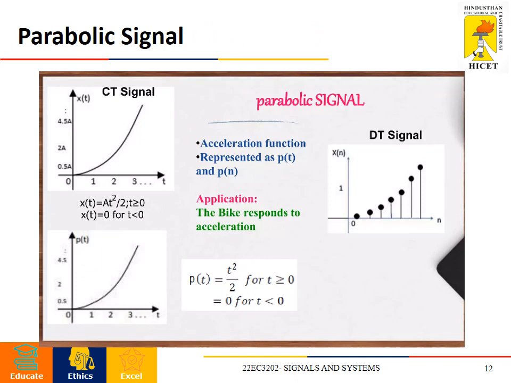The next standard signal is the parabolic signal. The parabolic signal is represented as p of t in continuous time signal, and p of n in discrete time signal. So this is the representation of the parabolic signal. See the diagram, and here the formula is x of t equals a t square by 2 for t greater than or equal to 0. For t less than 0, it will be 0. And the application is the response to acceleration.